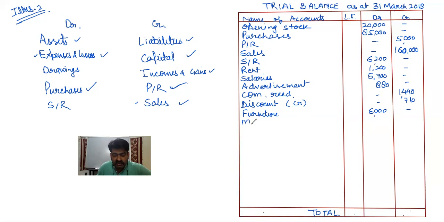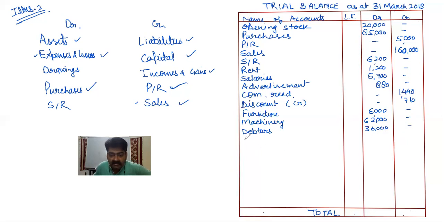After that, you can see machinery is given. Machinery is also one of the assets, and all the assets always have a debit balance. So this balance will also come in the debit side, that is 62,000. Then after that, you can see debtors, and you know debtors are also our assets. 36,000 rupees will come in the debit column because this is one of our assets.